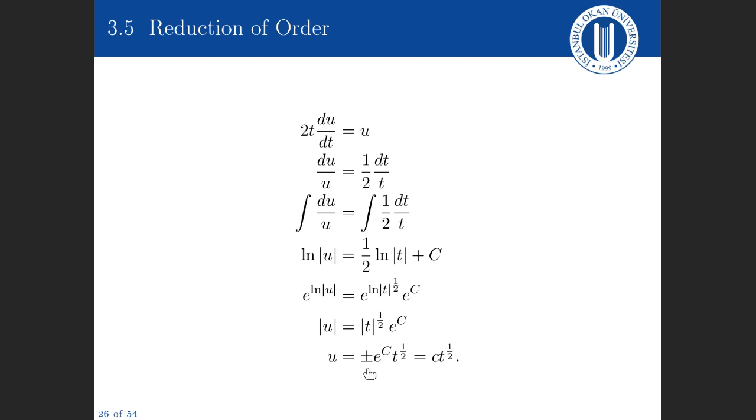Rearrange this. We find that u is plus or minus e to the power capital C, t to the power of 1/2. Introduce a new constant called small c instead of plus or minus e to the power capital C. We get small c t to the power of 1/2. For the time being, we're going to leave the constant c here.